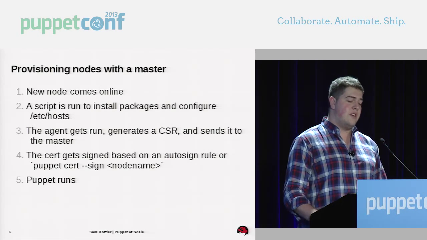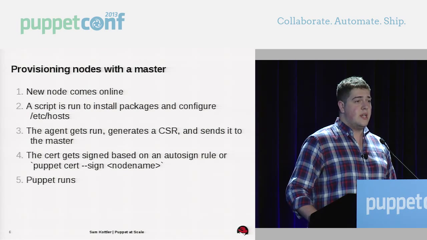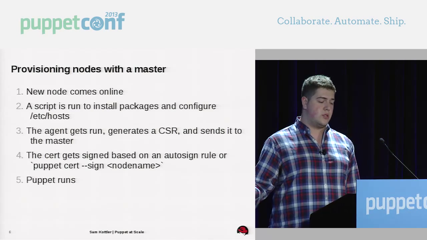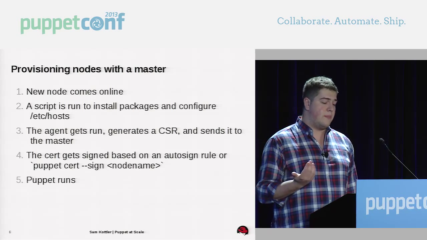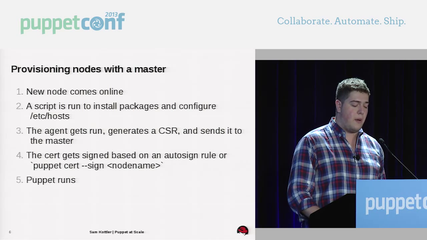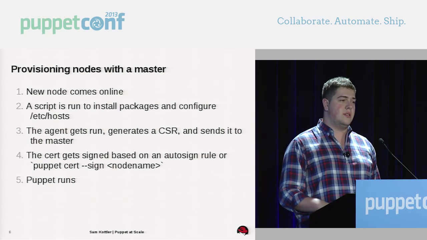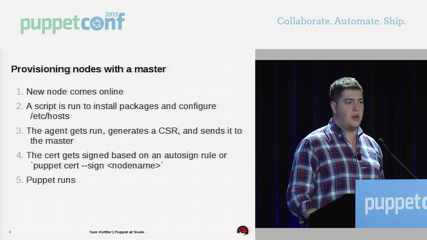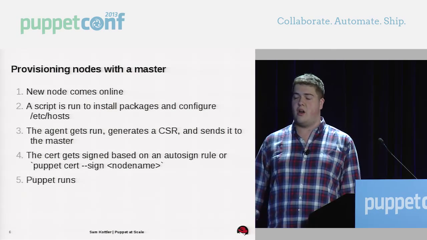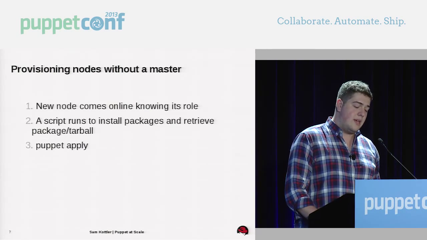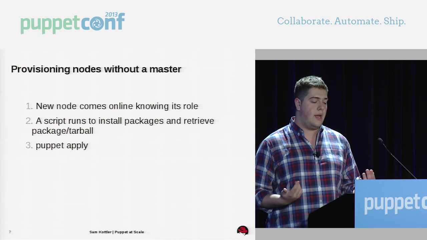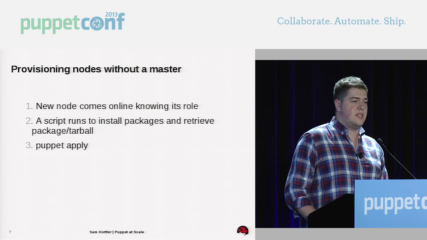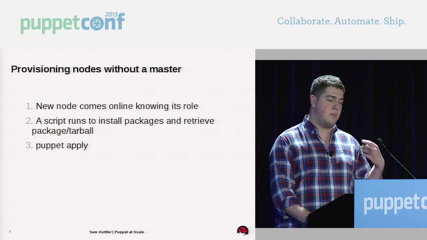So what it looks like to provision a node with the master is you basically bring the node up, install Puppet on it, a script runs to install the packages and point at the Puppet master, the agent runs, generates a signing request, sends it to the master, and then you sign the cert on the master. And obviously you've probably automated this. But without a master, all you do is you bring the node online, a script runs to download a package or a tarball, and then you just Puppet apply.